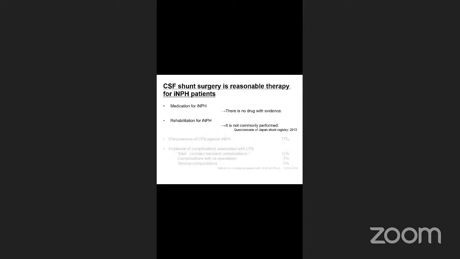There is no medication for INPH with evidence. Rehabilitation for INPH is not commonly performed in our country. Only CSF shunt surgery is reasonable for INPH patients.